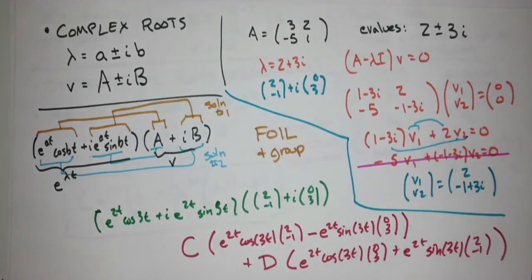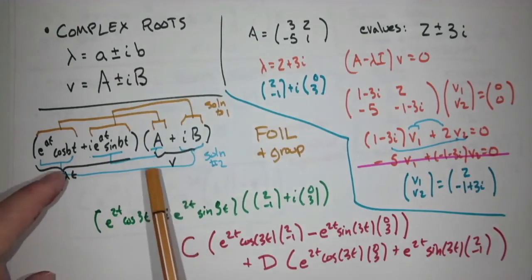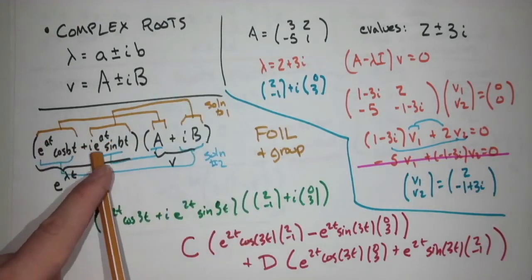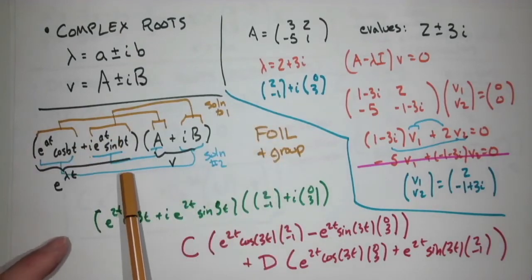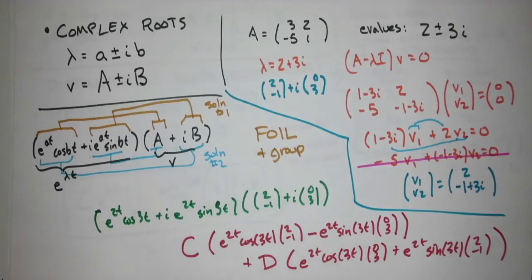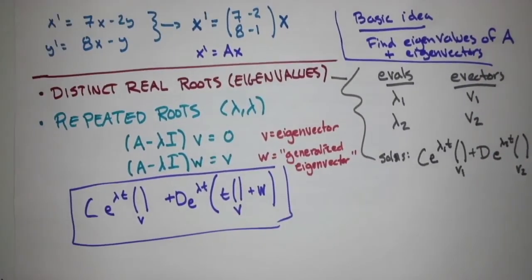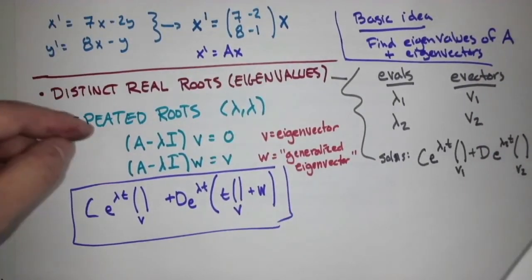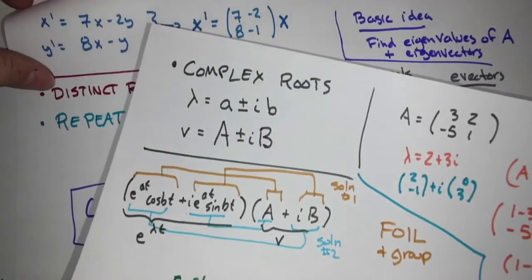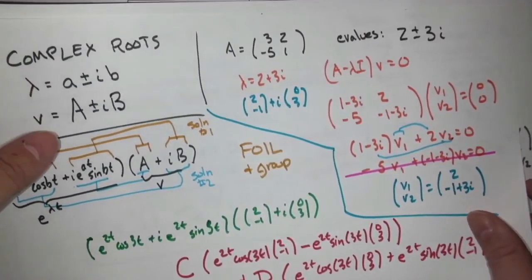Now some people are young and really good at memorizing stuff, so they actually sort of memorize the final answer. I'm not able to store that much in my mind anymore, so I just like to remember the process, FOIL and group. That helps me find my solutions. Okay, so that's it, right? We know how to handle distinct roots, repeated roots, complex roots. That's the only situations we can encounter.